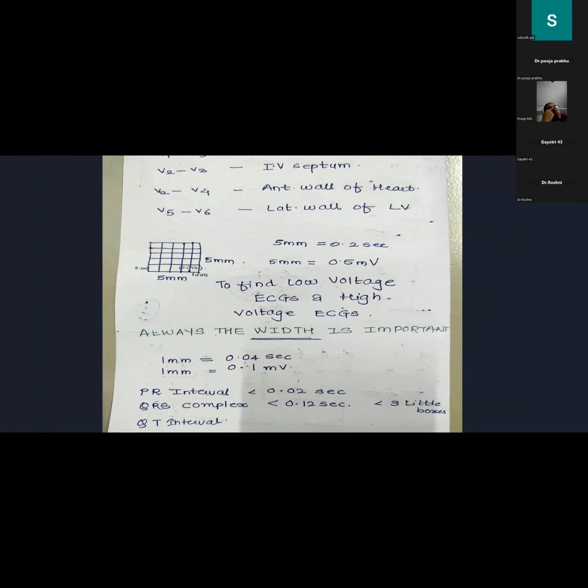Each large box here represents 5 millimeters, which is nothing but 0.2 seconds. If you take a scale ECG and put it on ECG graph paper, the big box represents 5 millimeters, which is 0.2 seconds, and the small box represents 1 millimeter, which is 0.04 seconds. If you multiply it by 5, you will get the answer 0.2 seconds.